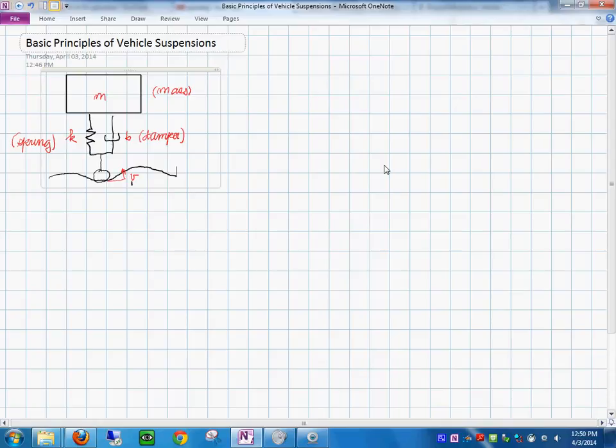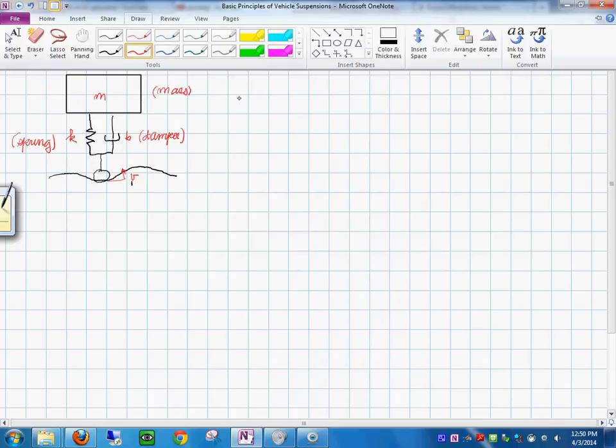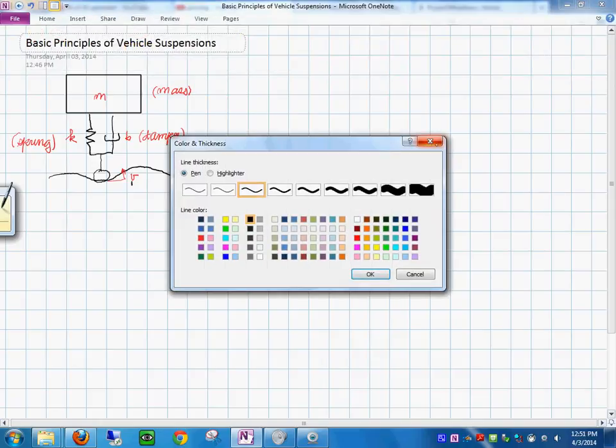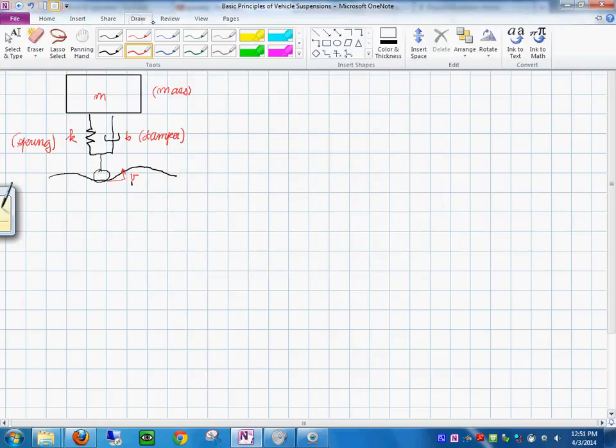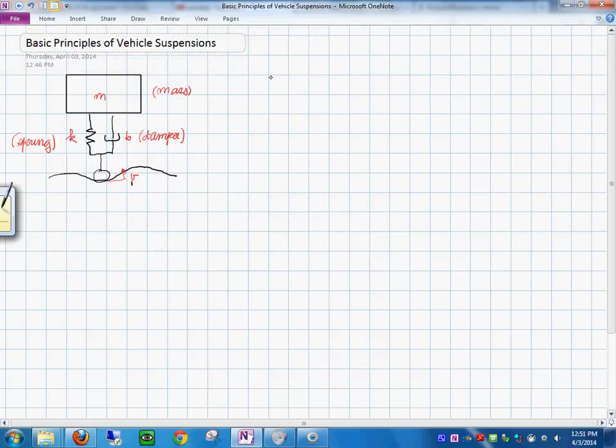So what is it that we need to do? In this case, to understand this, we need to understand the mathematics behind this. And to do this, we need to apply Newton's equations. Like for example, in here, we will do a free body diagram of this.